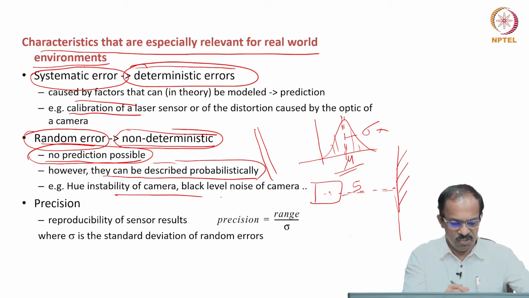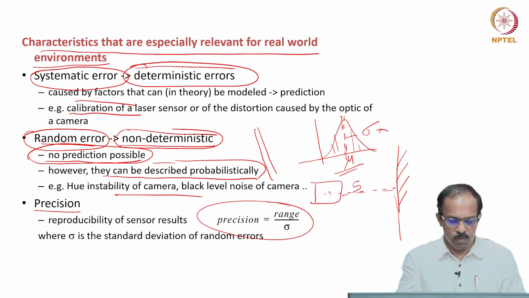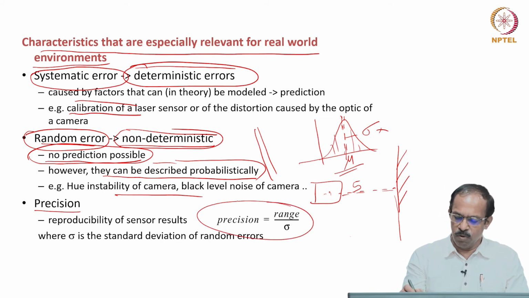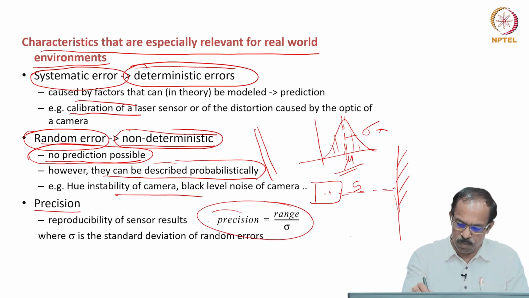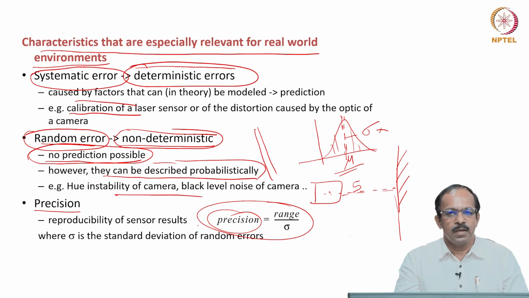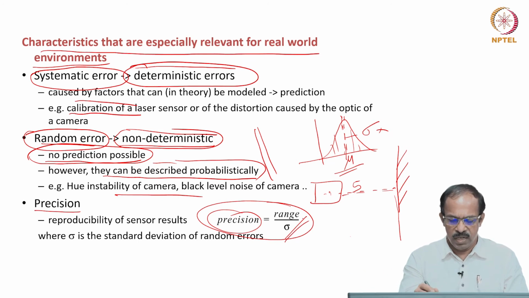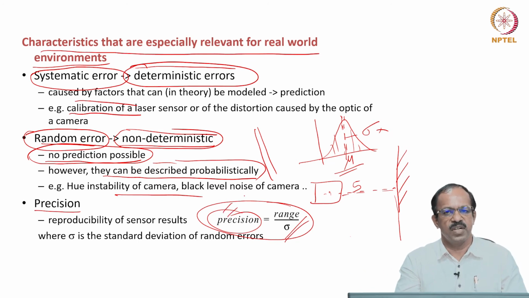So the precision is basically defined as the range by sigma, that is, the reproducibility of the sensor result. If you have a sensor which gives you many readings, then we can say what the precision of the instrument is. The precision of the instrument will be the range by the sigma. So what is the range that it can measure, and what is the standard deviation, that will tell you how precise the sensor is.